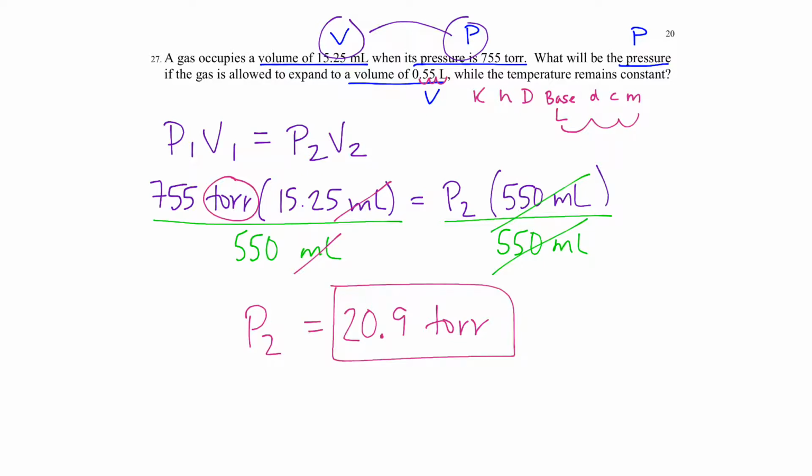Okay, this does make sense because based on our relationship, we know that pressure and volume are inversely related. So if the volume goes up, which it does, the pressure should go down, and it went from 755 to 20.9. So it did indeed go down, proving that inverse relationship. Okay, now moving to our next one.